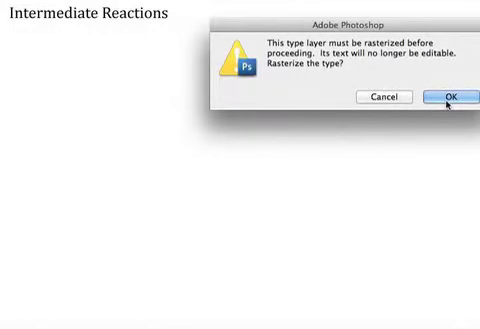So I don't think any discussion of reactions and reaction rates would really be complete without a discussion of intermediate reactions. So we're going to be talking a little bit about those now.